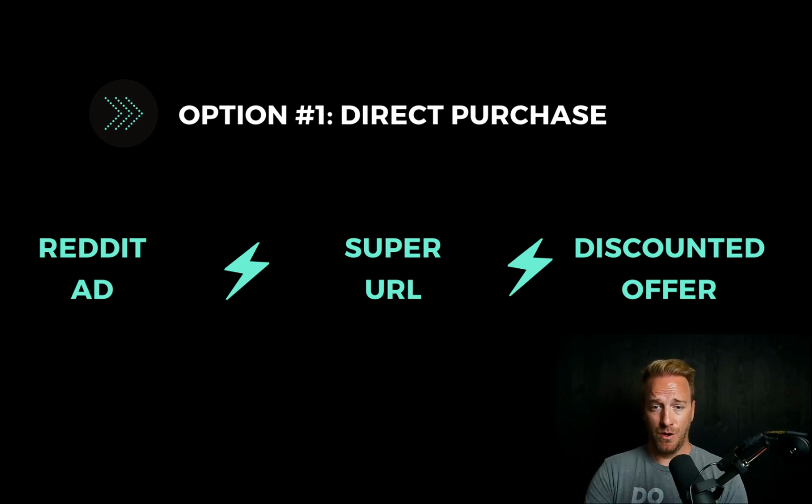And basically you just create that Reddit ad, you use the super URL, and then you take them directly to that discounted offer on Amazon. So that's the simple approach. It's one that I've used successfully.